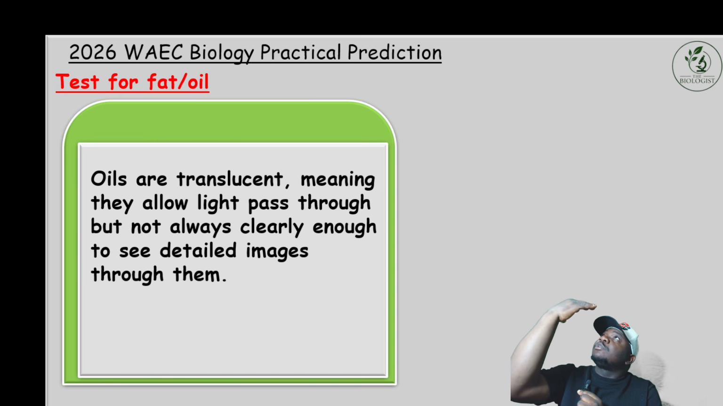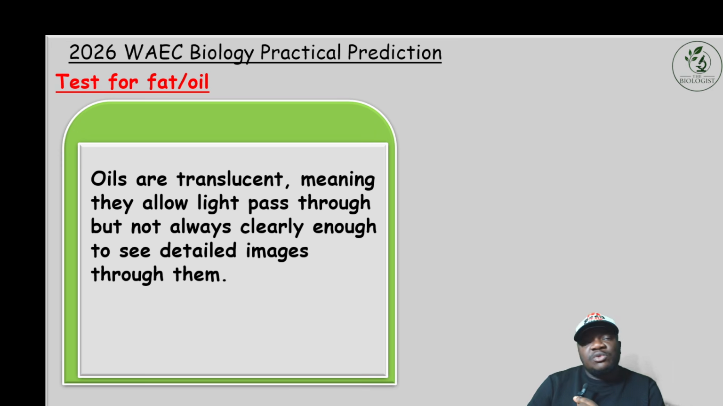So if you put it close to the sun, you can see a little bit of the image, but light cannot usually pass through it very well. So this is one of the evidences to show that, okay, this contains fat and oil. I think this question is very common. I think last year and other years, this is very common in biology practical. So just check out for this, it's very important.